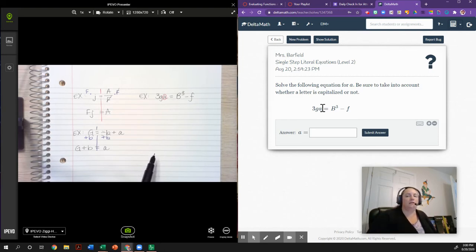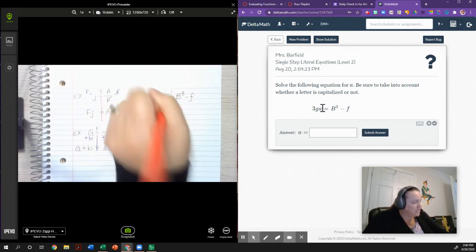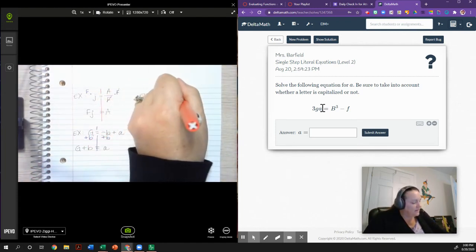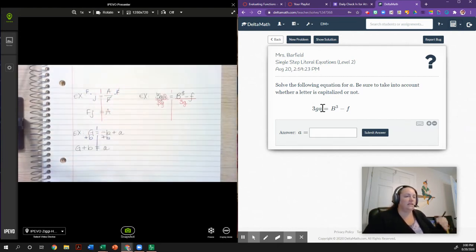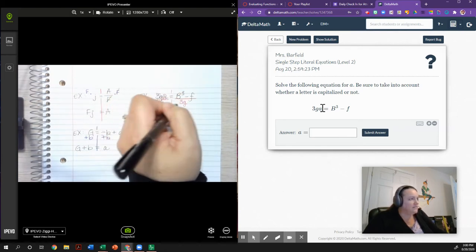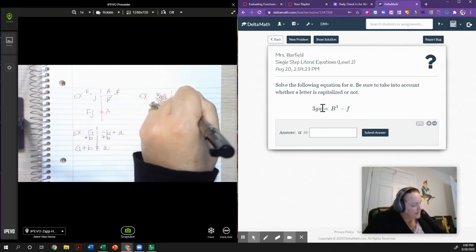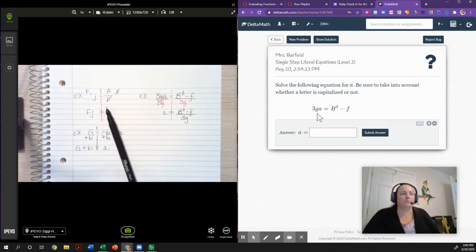So the opposite of multiplication is division. I'm going to do it all in one step. So I'm going to divide by 3g. I'm going to divide the whole right-hand side by 3g. So 3 cancels, g cancels. That eliminates. It equals 1. So a equals, and I'm just going to keep this as all one large fraction, b to the third minus f divided by 3g.